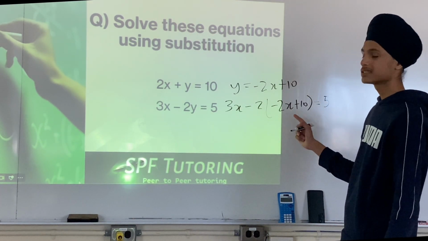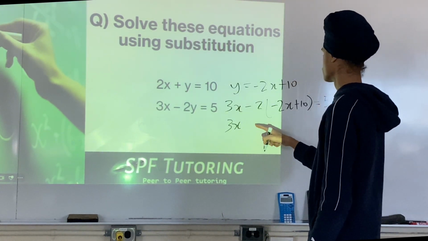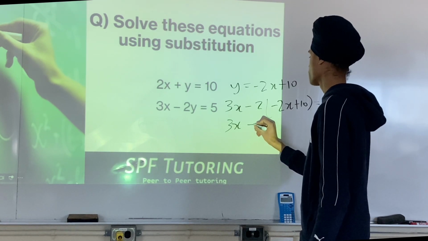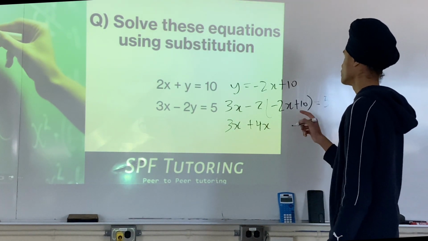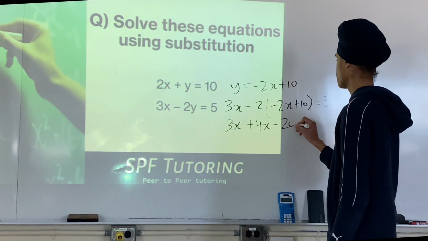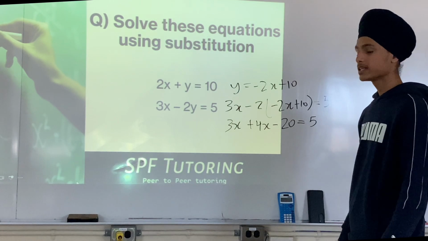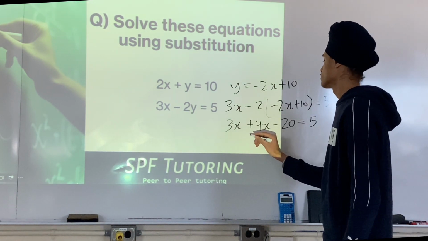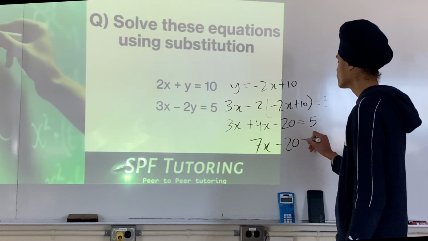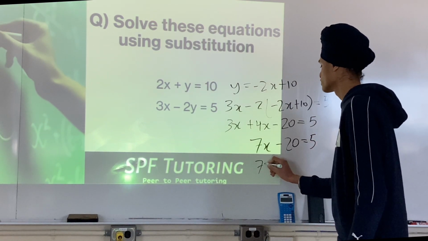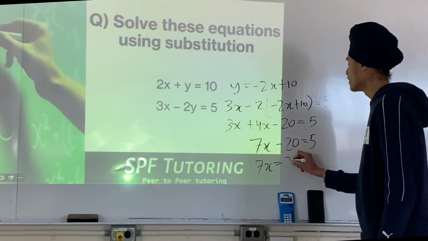So now we've got two x's, so we want to find x. So 3x, then here's minus 2, so plus 4x, and then negative 2 times positive 10 is negative 20, equals 5. So now we have to collect like terms. 3 and 4, so that'll be 7x minus 20 equals 5. And now 7x equals, so this 20 goes to the other side, so it's positive 20, so that'll be 25.